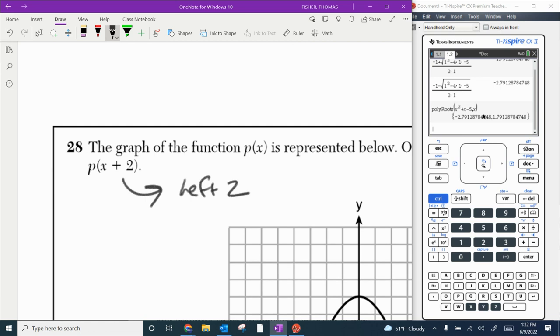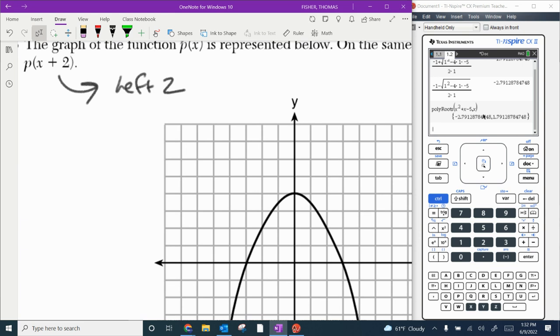If you're ever not sure, you could just make up something like, say, P of X equals X squared, and then just say, okay, what would X plus 2 squared be? Because that would be P of X plus 2, putting X plus 2 in for X. And you can see it on your graph which direction it has to go. But a plus 2 is a left 2.